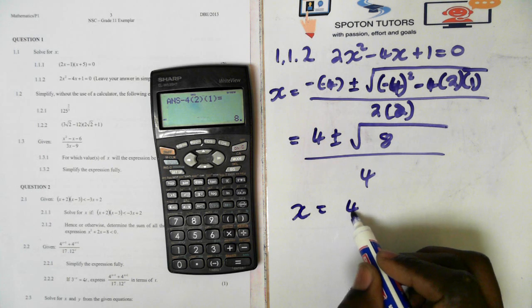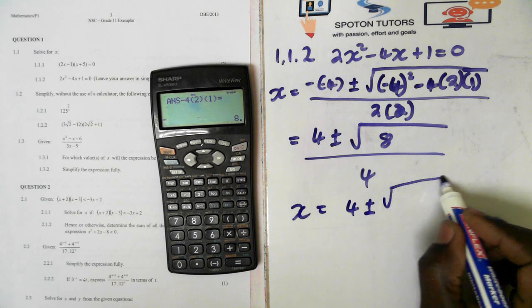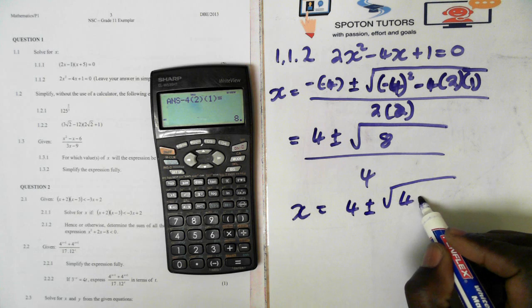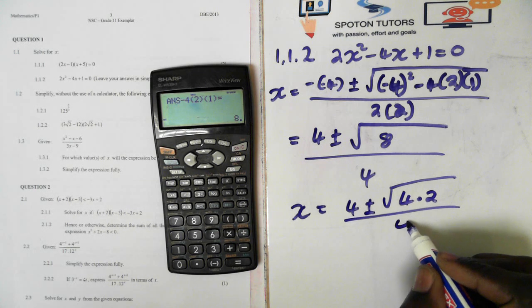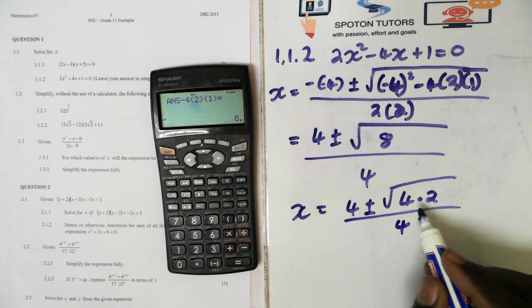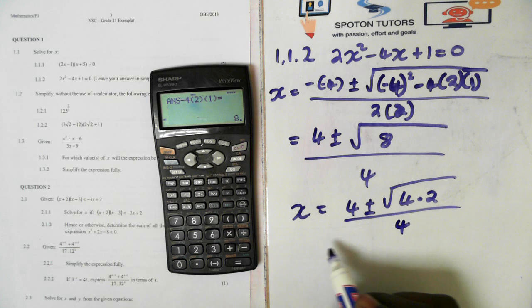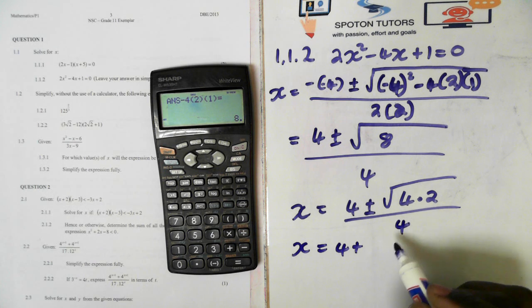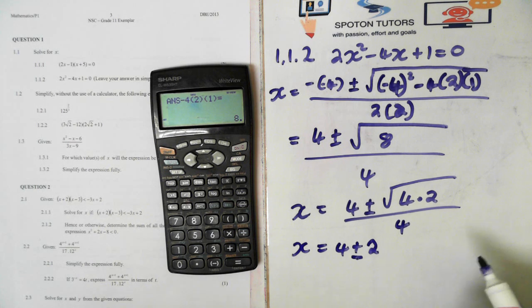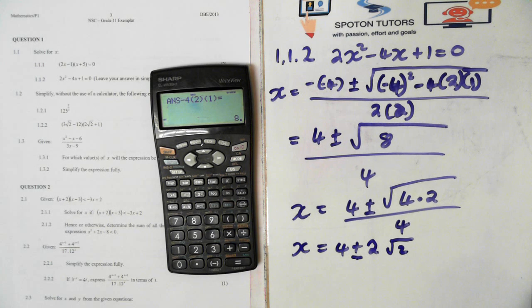So x will either be 4 plus or minus the root of 4 times 2, all over 4. Why did I say 4 times 2? Because I know that I can find the square root of 4, which is equal to 2. So x is either 4 plus the square root of 4, which is 2. So that 2 must stay outside here, then this root 2 is left here.